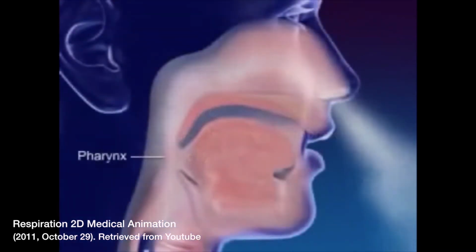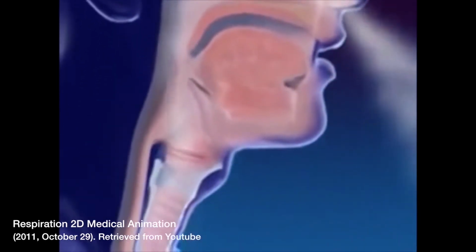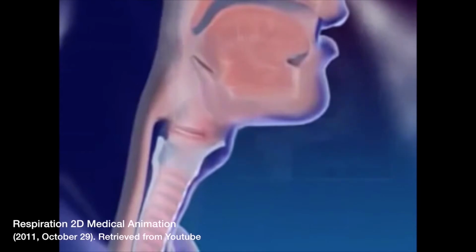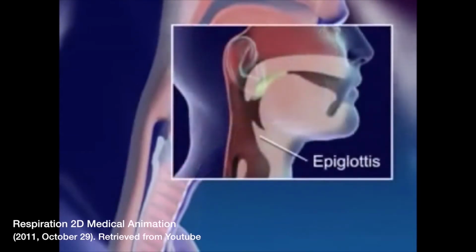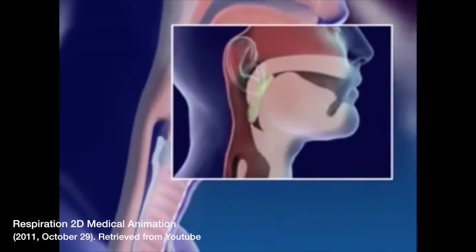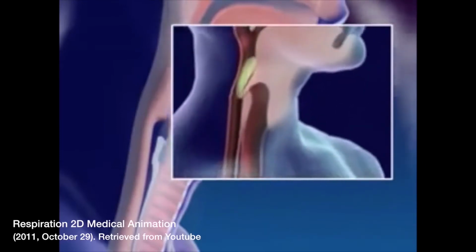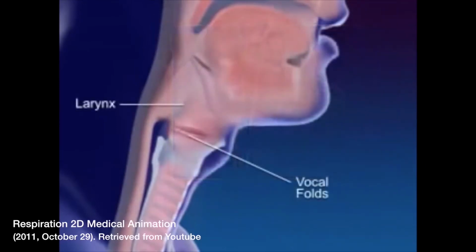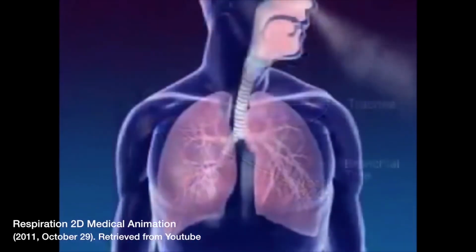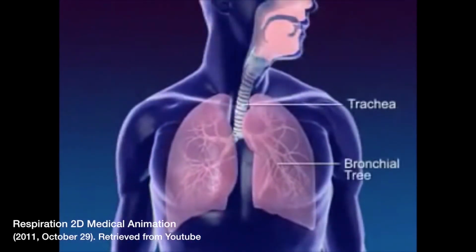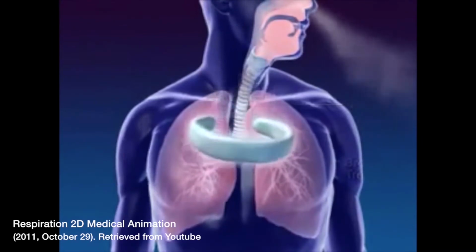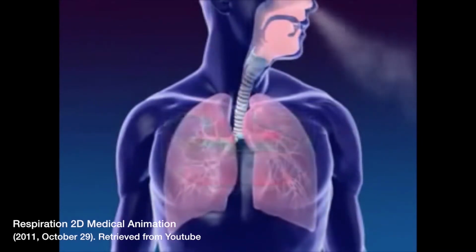Air moves into the pharynx or throat, the common passageway for food and air. Air continues on to the larynx. The epiglottis, a flap of tissue in front of the larynx, closes off the larynx when swallowing to prevent food from entering. The larynx or voice box contains the vocal folds. The trachea or windpipe connects the larynx to the bronchial tree.